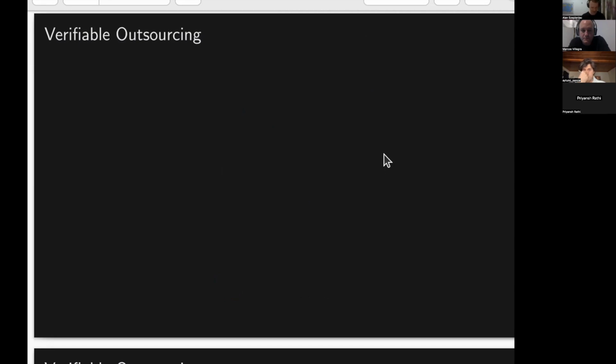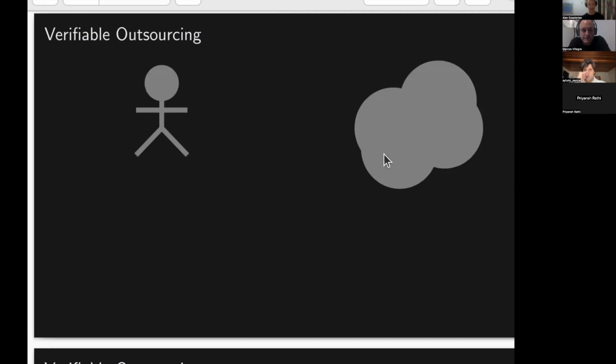Now here's an abstract application. All the applications actually take this form of verifiable outsourcing. So you, as a small computer, have access to a large computer, which we might denote by a cloud, and you also have a function and an input to that function, and you want to know the output to that function.